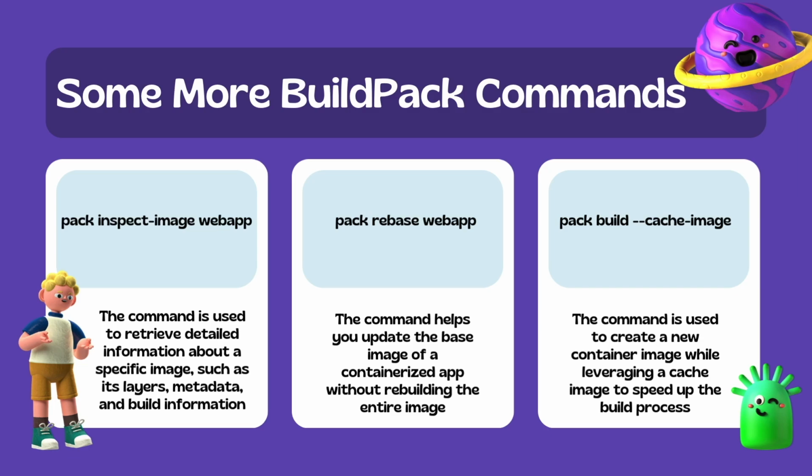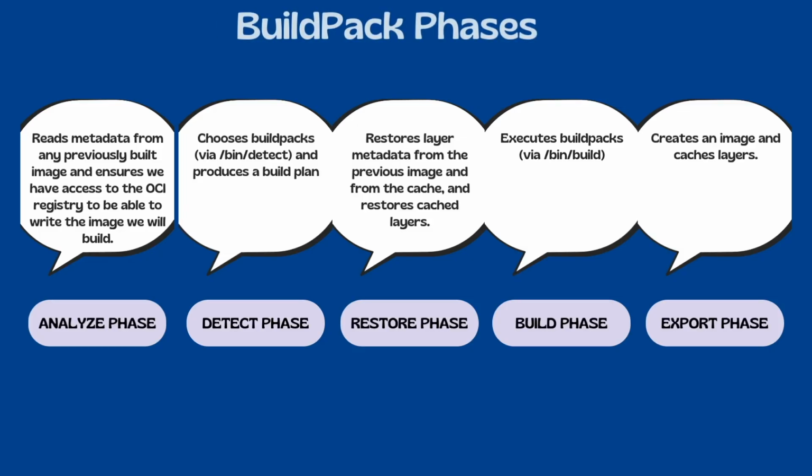The pack build --cache-image command is designed to create a new container image while leveraging a cached image. This approach speeds up the build process by reusing layers from previous builds, reducing the time it takes to compile your application. Let's go through the key phases of buildpacks.